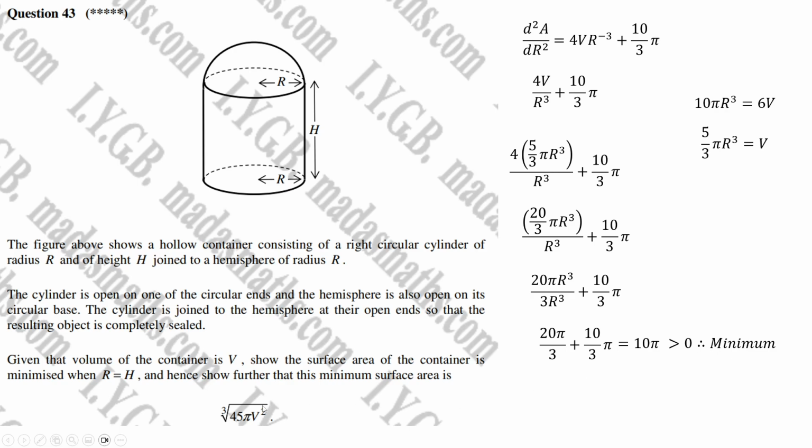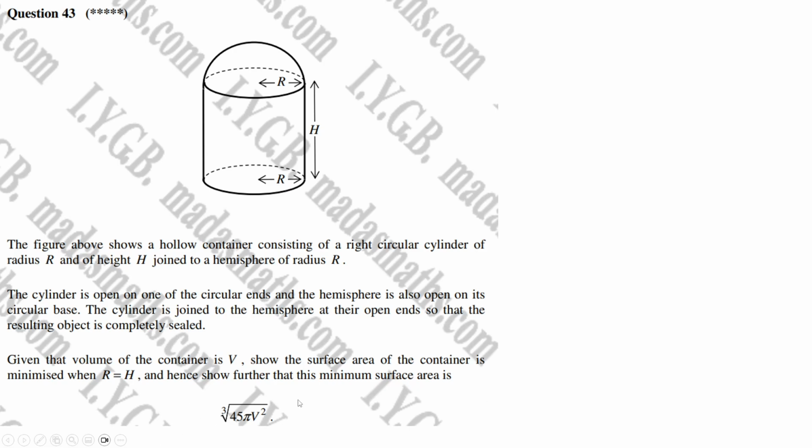And that part's done. And hence, show further that the minimum surface area is this. Well, that becomes trivial now. I mean, we already know. So we know that the area is this. We got this from last time. That was our 6v equals 10 pi r cubed.